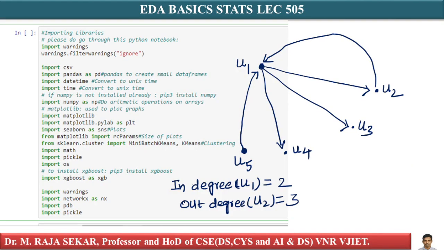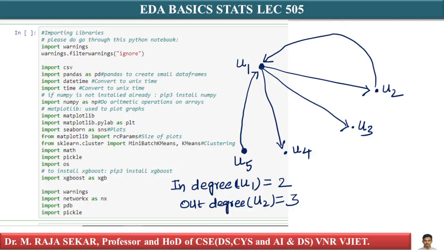This is a digraph. In degree of u1: what is the in degree of u1? How many edges are coming towards u1? Two edges. Therefore, in degree of u1 equals 2. How many edges are going out or originating from u1? That is 3. Therefore, out degree of u1 equals 3.